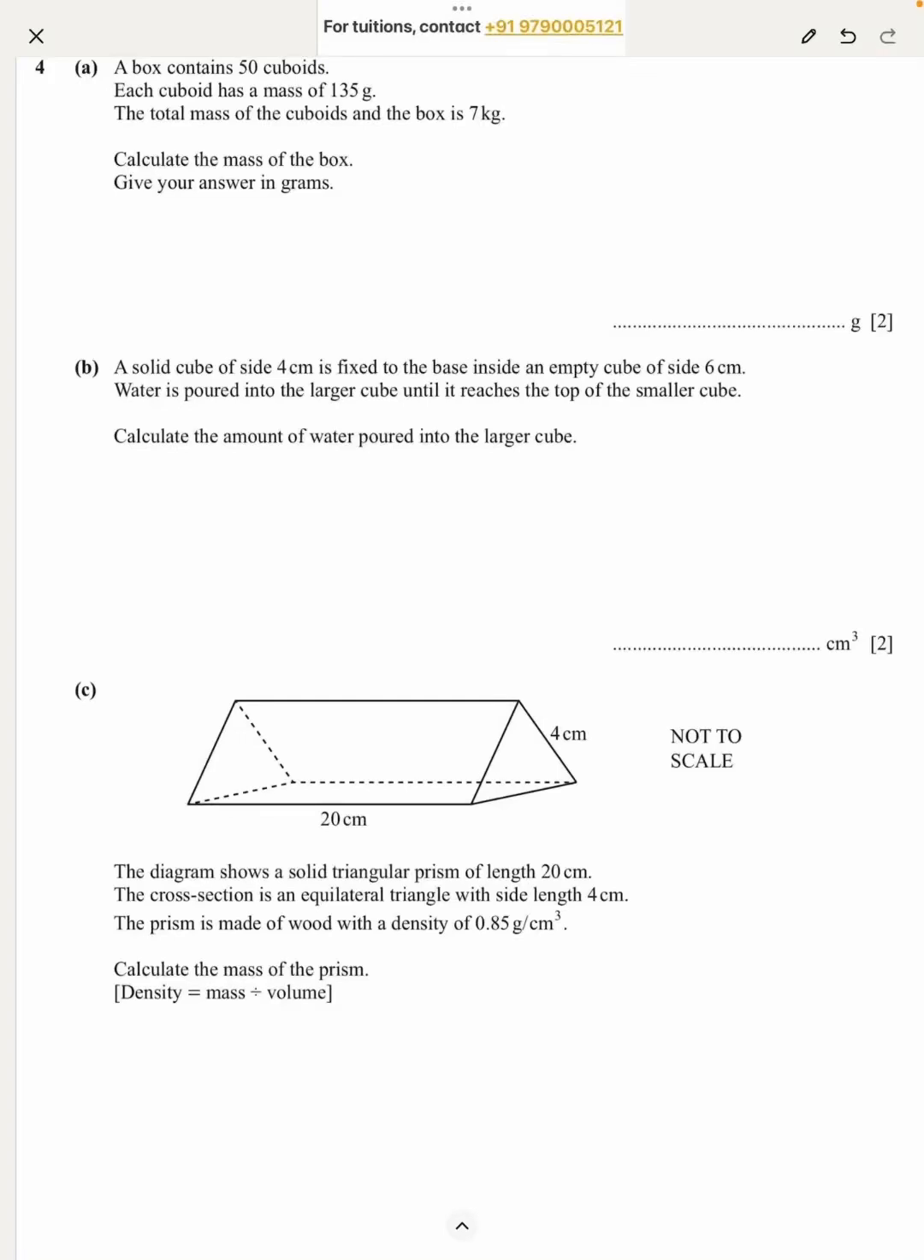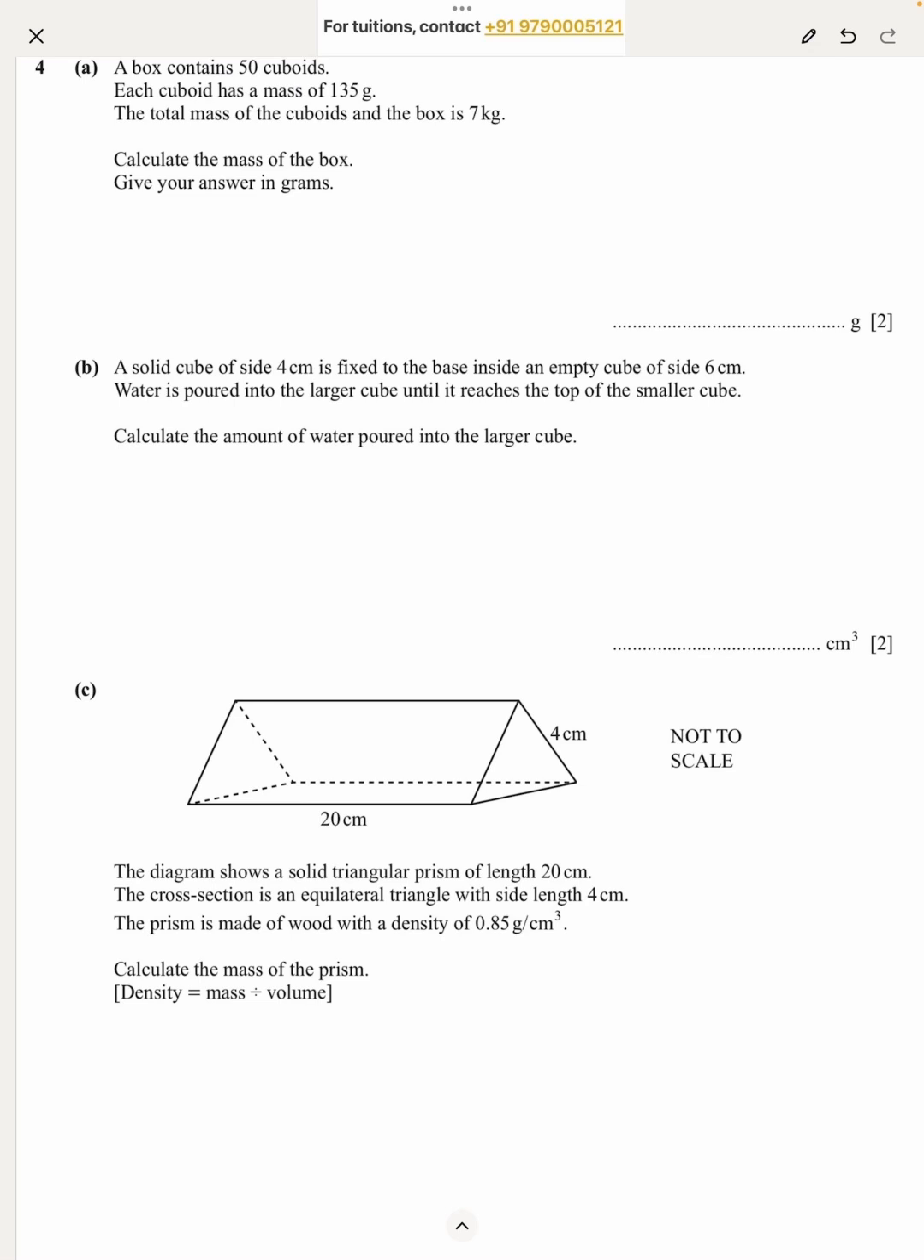Question number 4. Subdivision A. A box contains 50 cuboids. Each cuboid has a mass of 135 grams. The total mass of the cuboids and the box is 7 kg. Calculate the mass of the box.